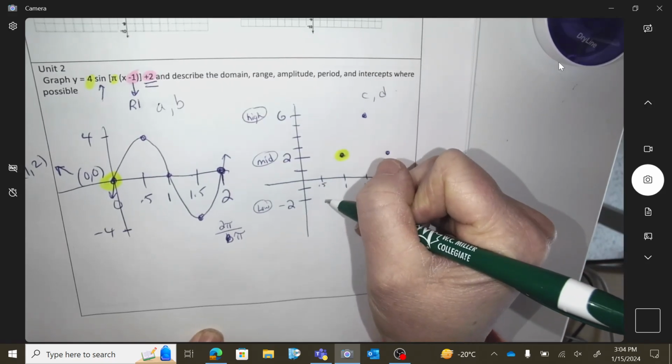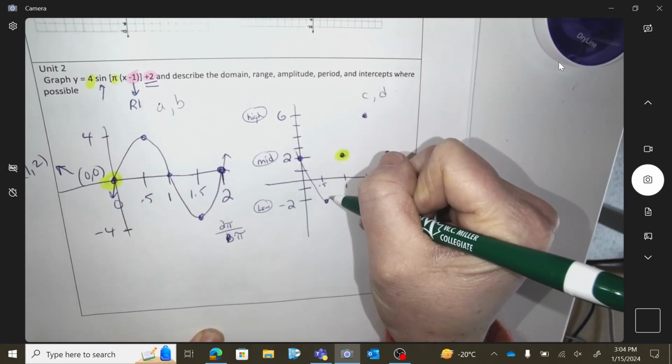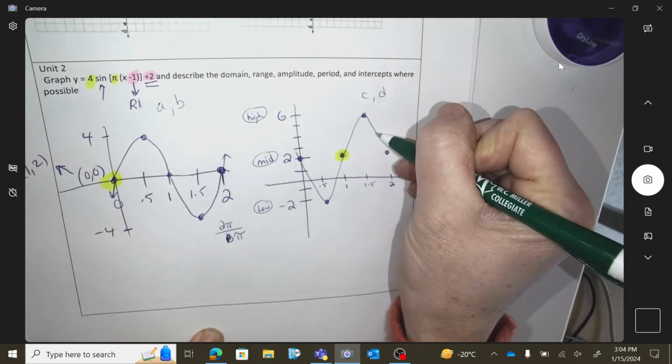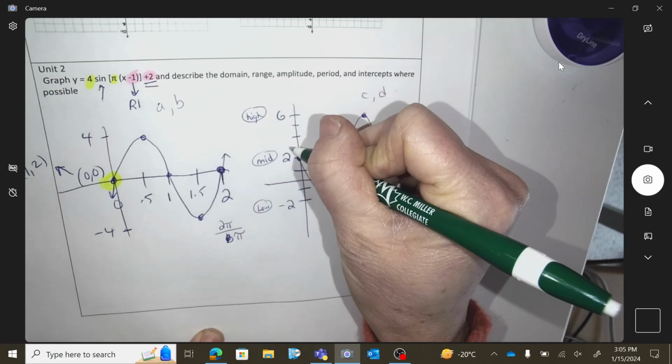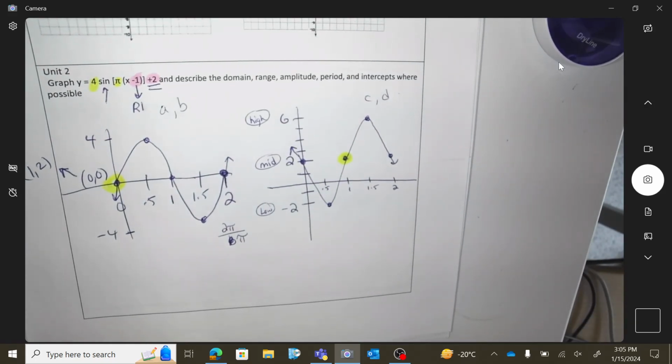Can you work yourself backwards here? On these I put arrows because I'm telling you the pattern's going to go on and on and on. Unless the question says over the domain from here to here, then make sure you go from there to there and put points.